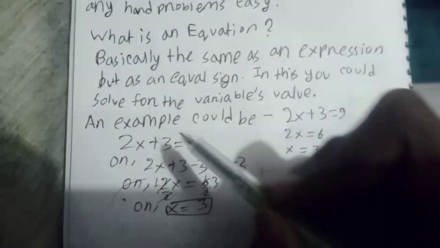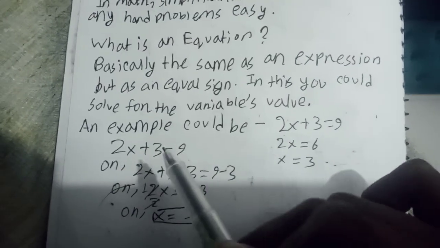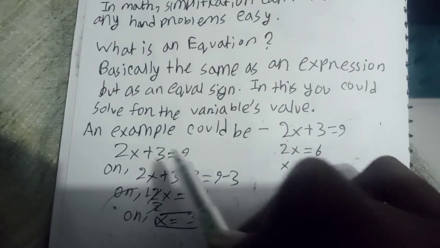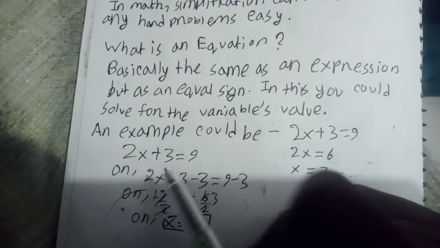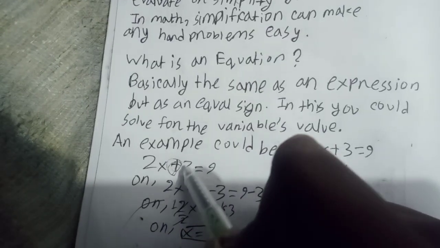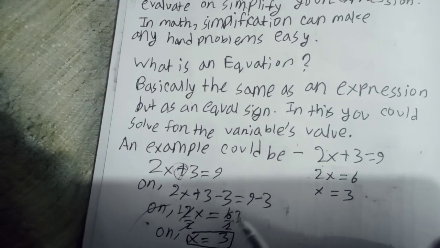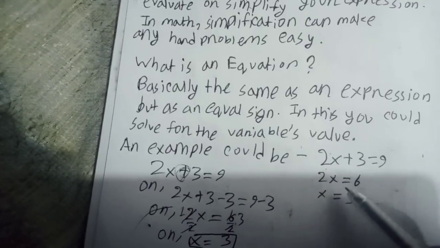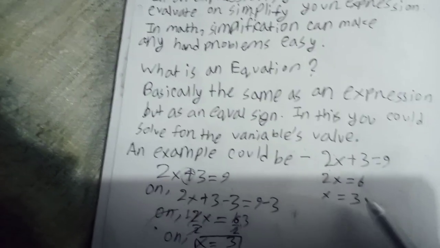An example is 2x plus 3 equals 9. So how do we solve this? We'll just bring the 3 to this side, and when you bring something from one side to another, make sure that you change the operations. Here, look, it's a plus sign. When you bring it here, it becomes a minus sign. And if you cut it out, you'll get 6. If you divide both sides by 2, then you'll just get x equals 3.